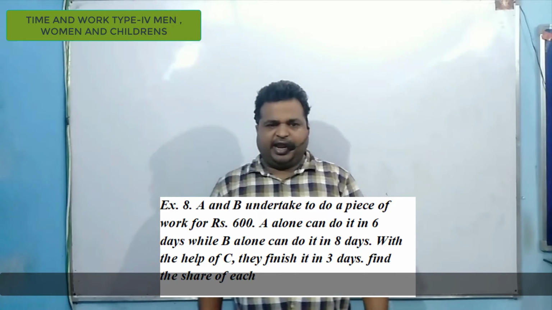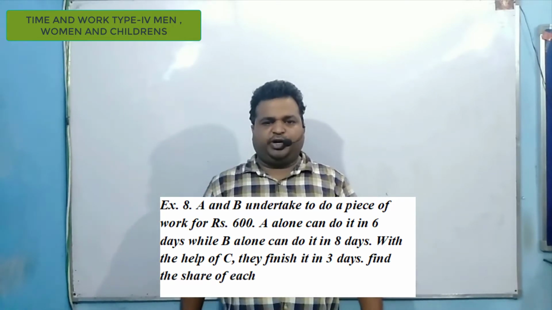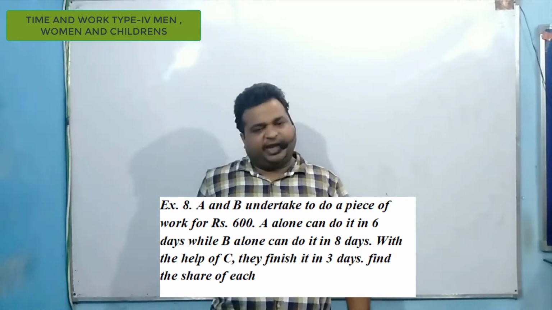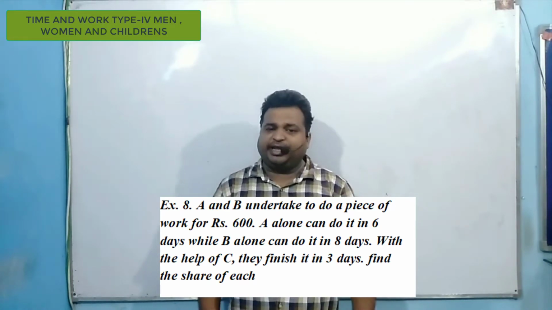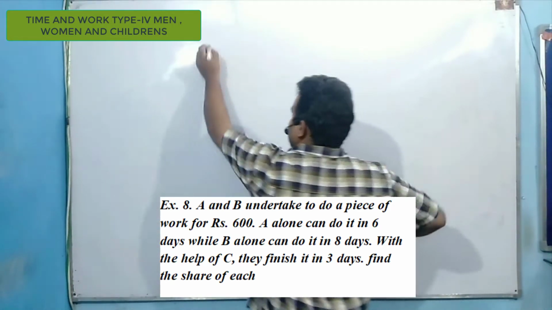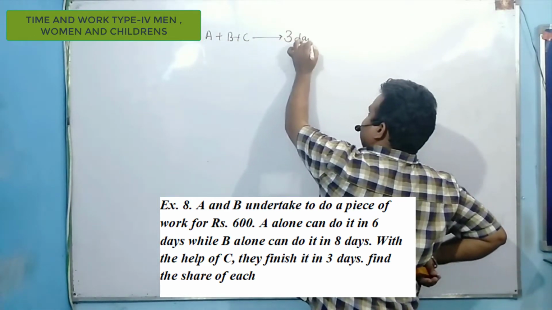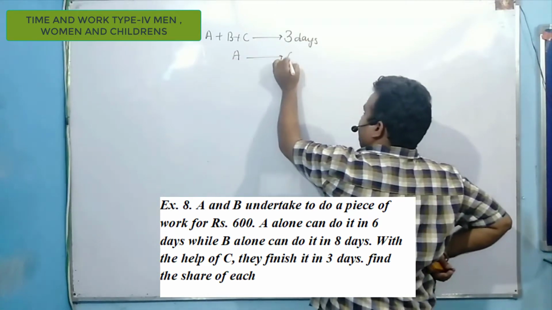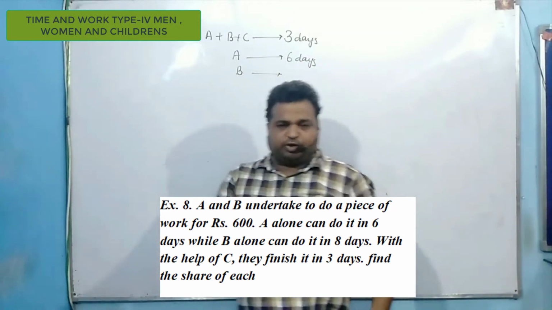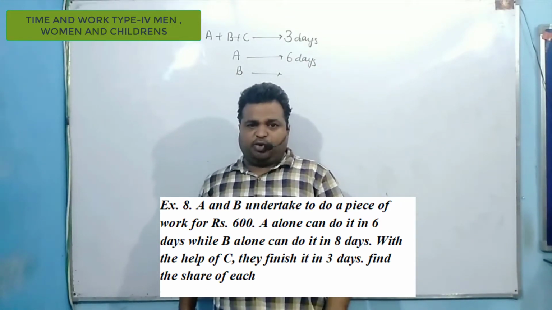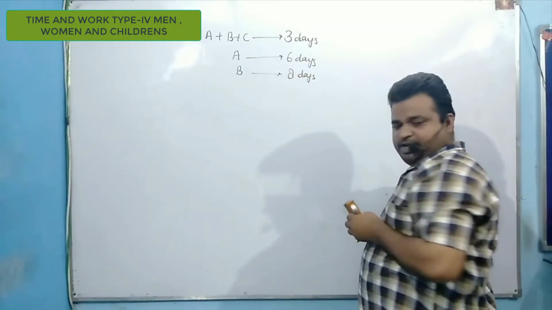Now example 8: A and B undertake to do a piece of work for rupees 600. A alone can do it in 6 days, B alone can do it in 8 days, and with the help of C, they finish it in 3 days. So what is mentioned? A plus B plus C together can complete the entire work in 3 days, where A alone can do it in 6 days and B alone can do it in 8 days.